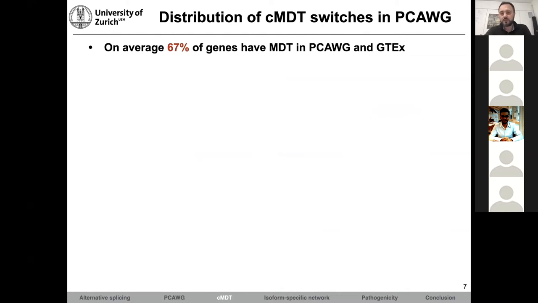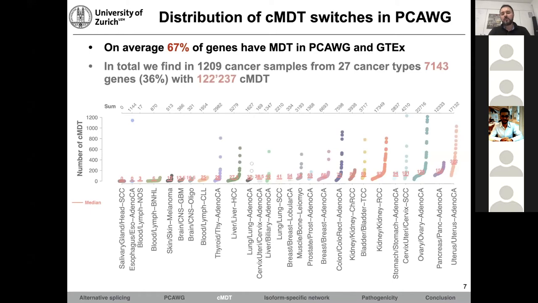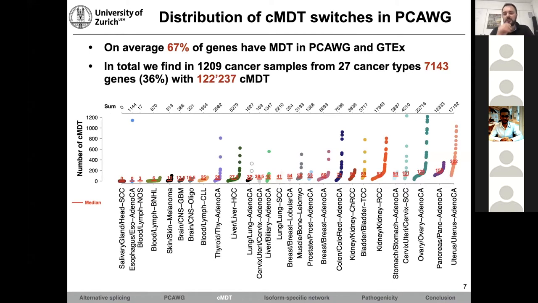First, obviously, was the question: how many most dominant transcripts could we actually identify? The number that we identified was that about 70% of the genes have a transcript that is at least twice as much expressed as the second most dominantly expressed transcript. And if we look at the cancer-specific most dominant transcripts, then in 7,100 genes, which is about 36% of the genes in the genome, we could identify a cancer-specific most dominant transcript. In total, these were 122,000 CMDTs.